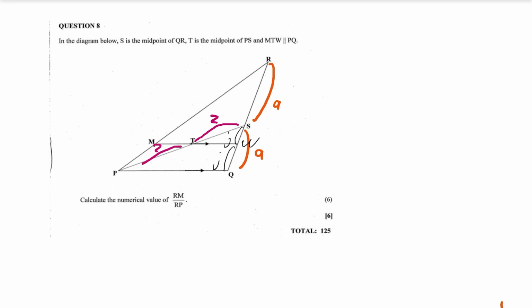Now the question is looking for RM over RP. You see that RM and RP are in correlation to these parallel lines. This is RM, RP, like that. So to get that, if we find RW and we find RQ, then we can find RM and RP. So how are you going to do that?